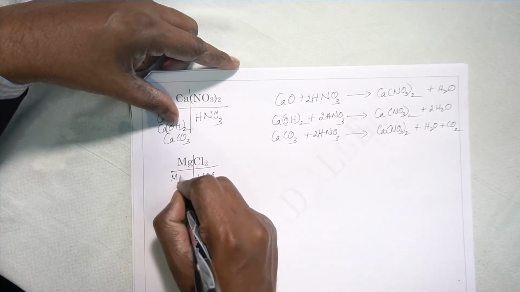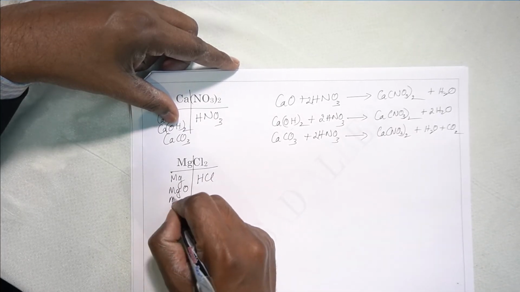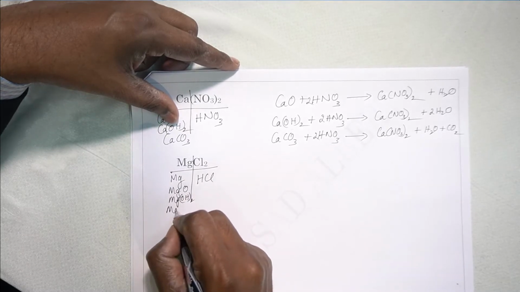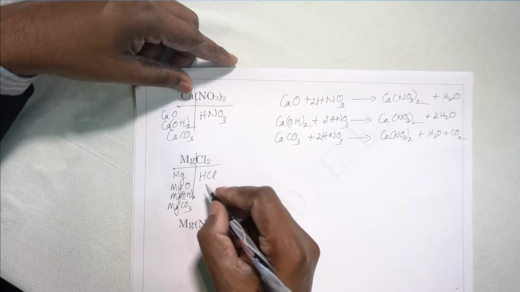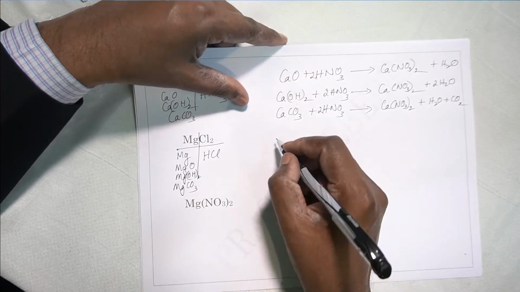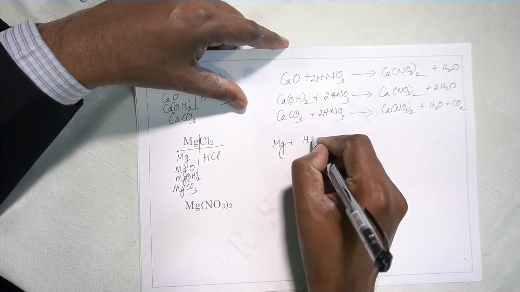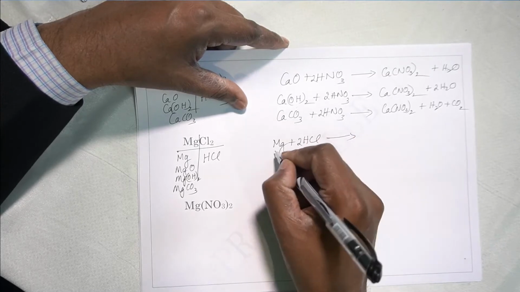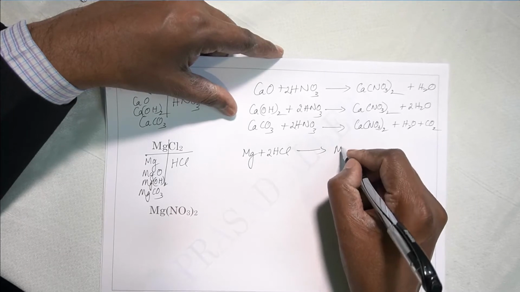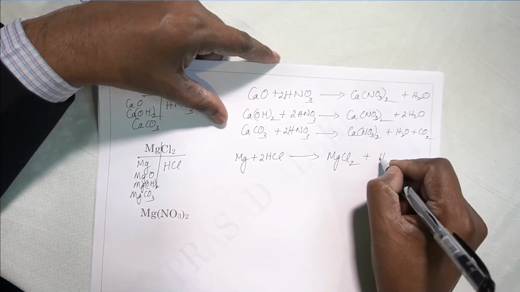For magnesium we can take metal plus acid, or metal oxide plus acid, or metal hydroxide, Mg(OH)2, plus acid, or metal carbonate plus acid. So there are 4 possibilities for the magnesium, and for the chloride ion it is HCl. So you can write 4 equations: Mg plus 2 HCl, because magnesium is divalent, 2 valency, gives MgCl2 plus H2, hydrogen.